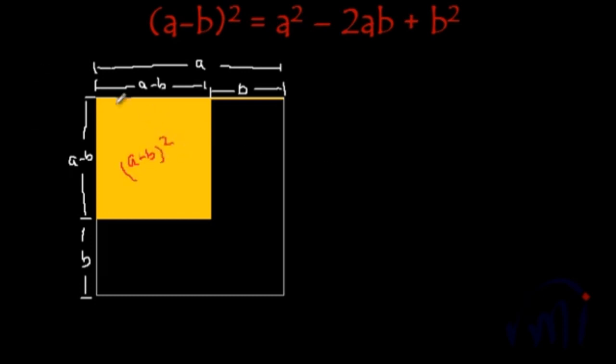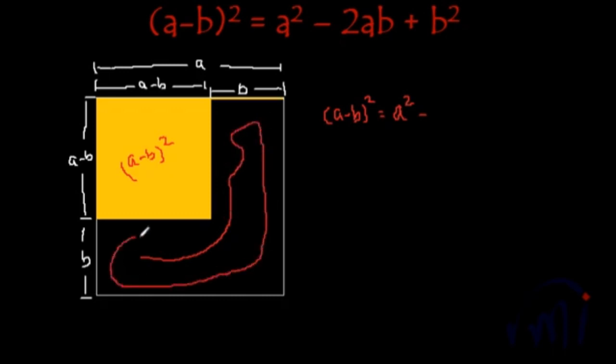And what will be the area of the bigger square? The area of the bigger square will be a square, right? And what can we say about this (a minus b) square? (A minus b) square is actually equal to the area of the bigger square, which is a square, minus this area, right? This area, isn't it? So if somehow we are able to find the area of this L-shaped figure and remove that much area from a square, we'll get (a minus b) whole square. So let's try and do it.